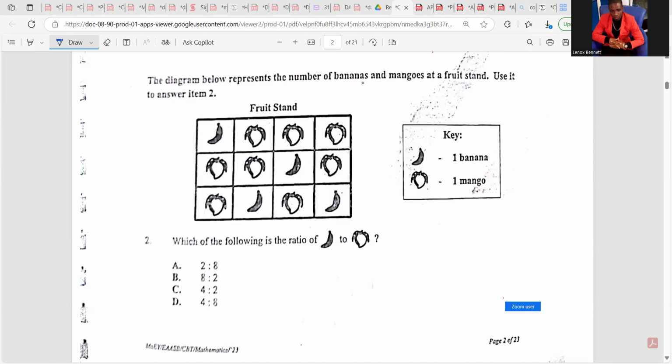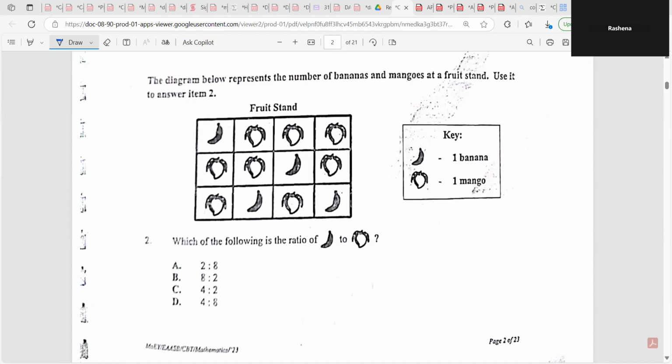All right, can I get a presenter? Who wants to describe this one? Me, sir. All right, go ahead, Rashina. Sir, so the question is asking us which of the following is the ratio of bananas to mangoes? And you should look at the key, and each of them represents one banana and one mango.